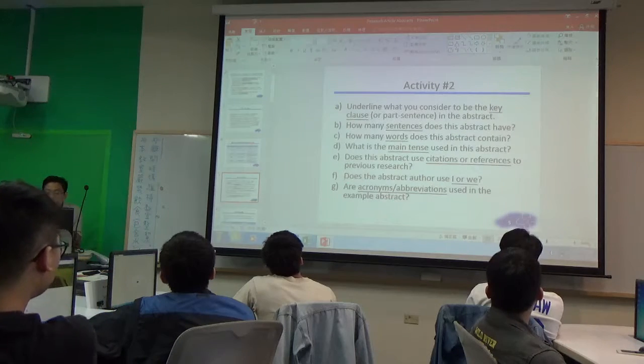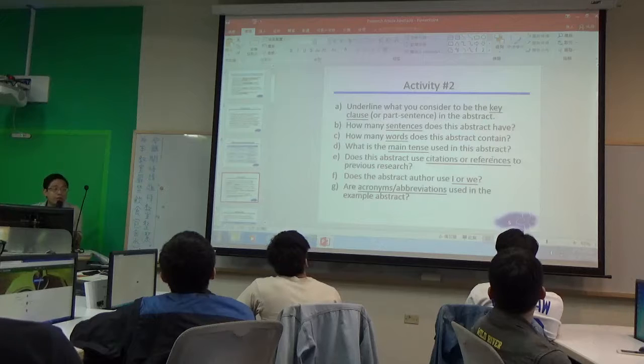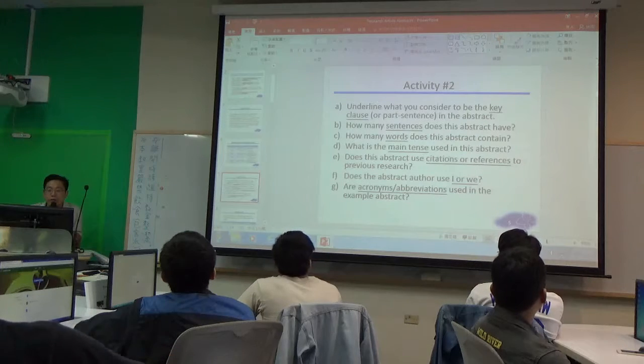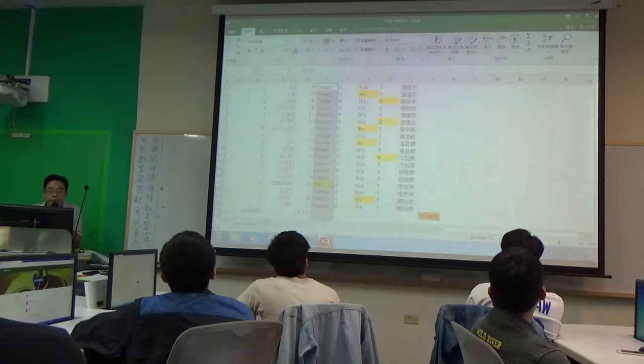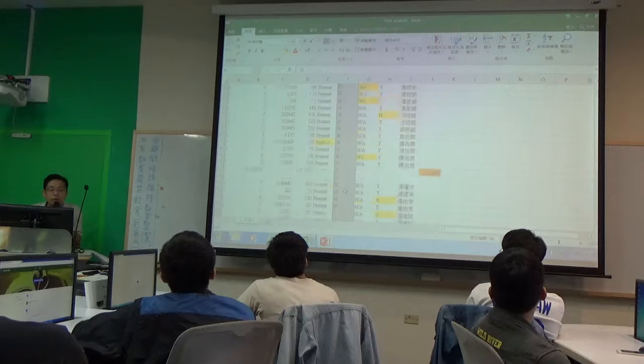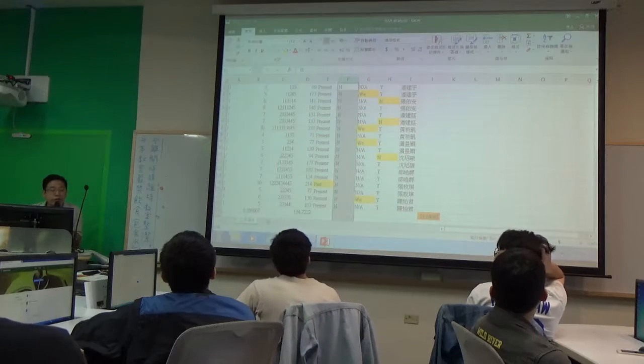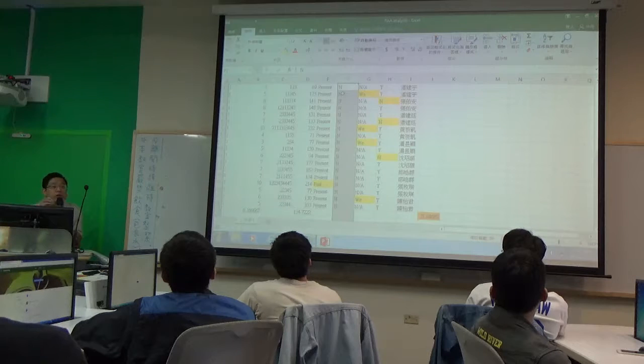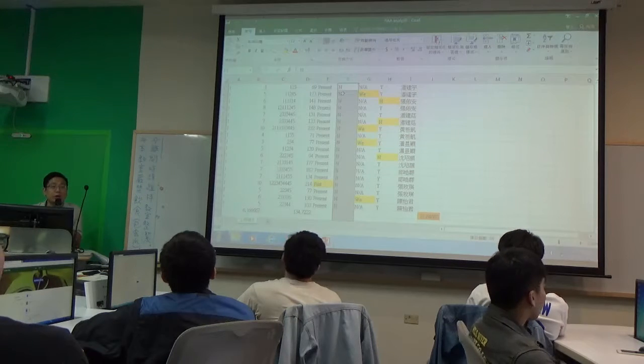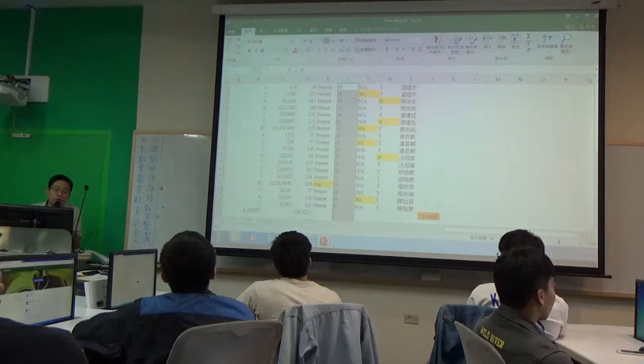I think it's E, right? Citation or reference. Does this abstract use a citation, the previous research result? No, there's no citation in your abstracts, or maybe there's only one from Haoqun. Okay, only one uses a citation. It depends, but most of your abstracts don't have citations. Maybe they put a citation in the introduction paragraph, not in the abstract. So you can think about that.